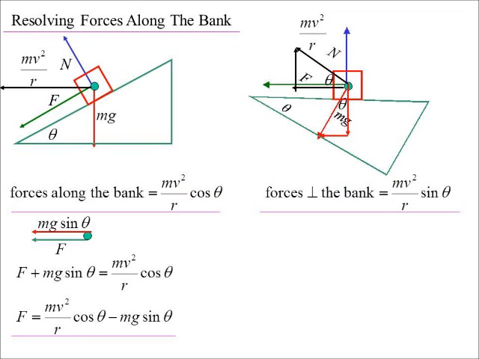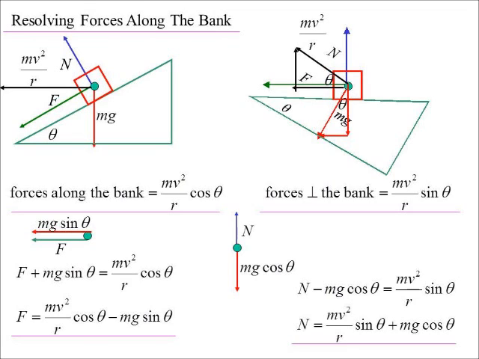If I now look at what looks like vertical, perpendicular to the bank, the component of the resultant force for this one will be mv squared on r sine theta. So Bob, normal force completely going up, mg cos theta, the component of the force due to gravity going down. So N minus mg cos theta will be mv squared on r sine theta. And so I could come up with an equation for the normal force. I find that very useful.